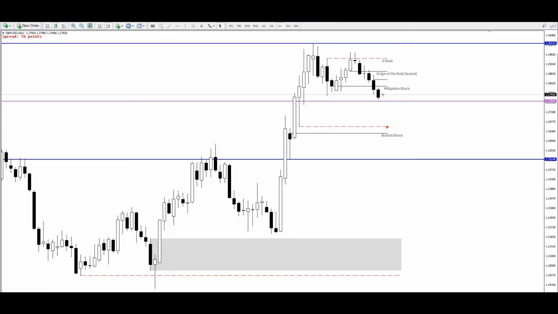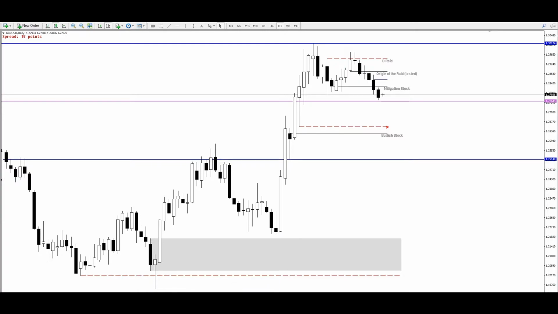So for the cable, let's start off on the daily chart. Let's not forget that this is really bullish. Just take a look at the market structure, basically trending up. Right now it's really overbought, and I'm expecting some sort of retracement into this range. Let me explain why.